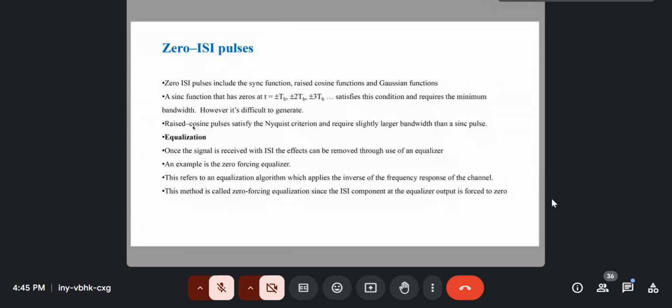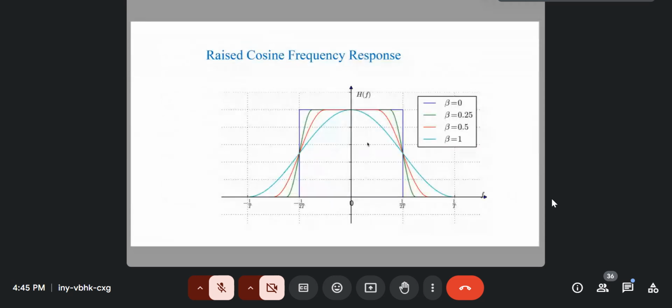That's the raised cosine pulses, which satisfy the criterion, but they require slightly larger bandwidth than a sinc pulse, because the sinc pulse is the one that gives you the minimum bandwidth. But we can do with a raised cosine. Again, this cosine, you have to be careful.